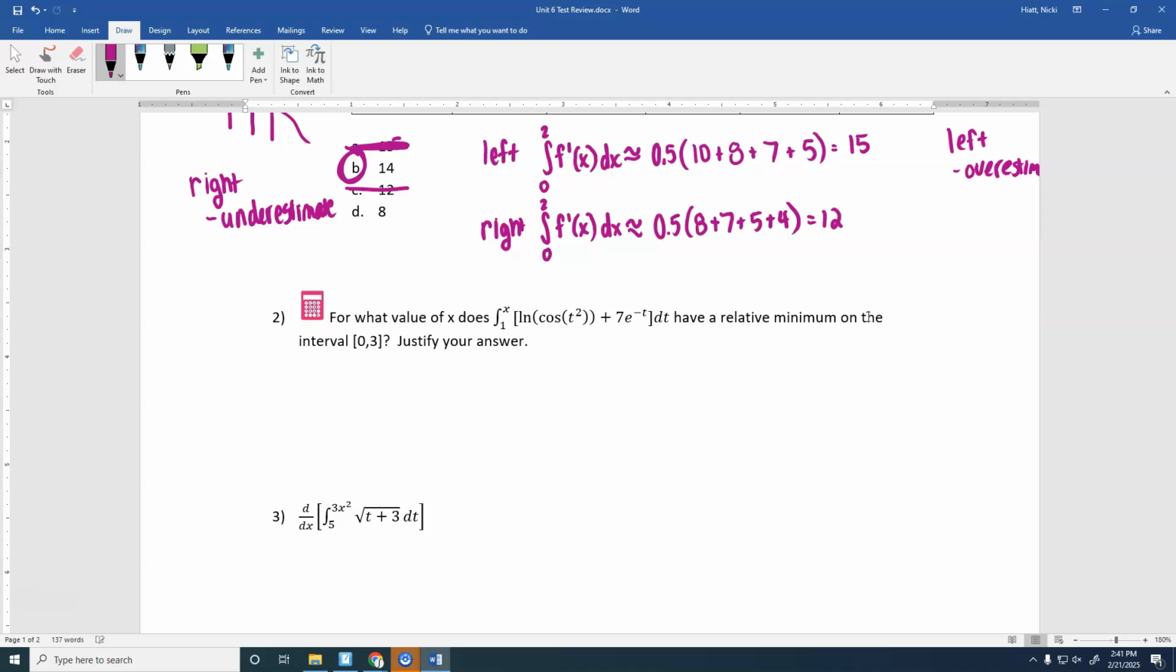We're wanting to know where does the derivative switch from negative to positive? There, right? That would give me a relative minimum.